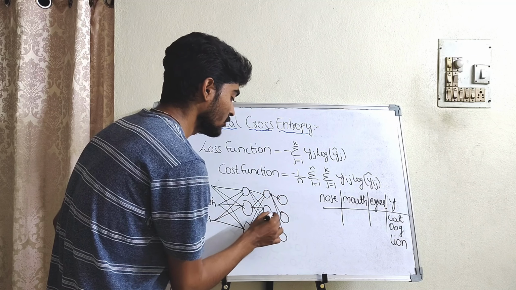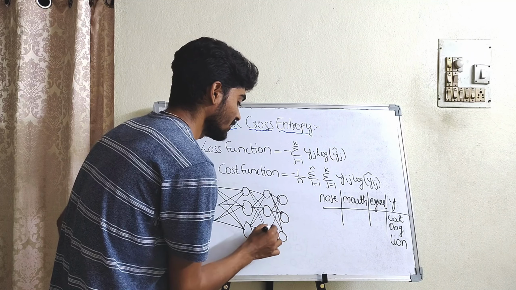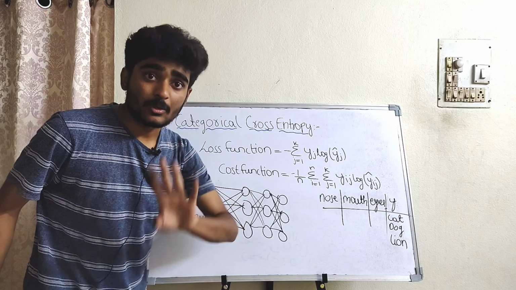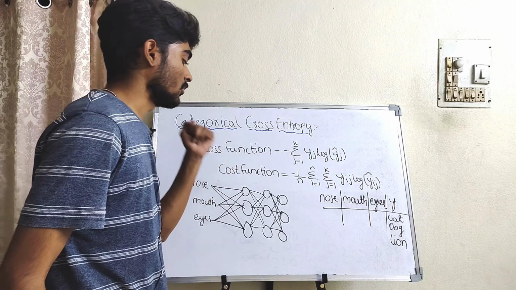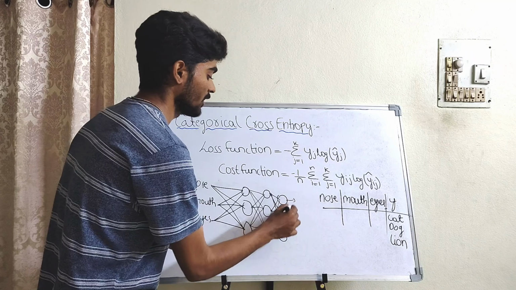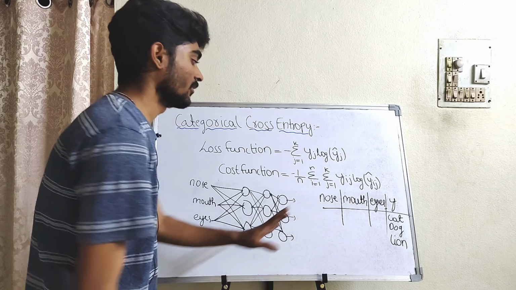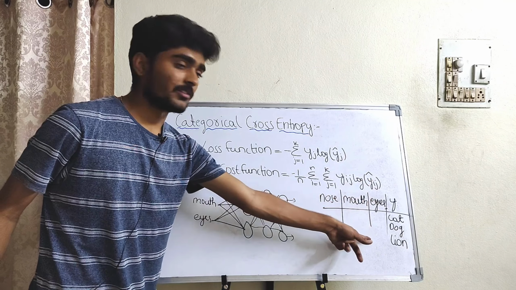Why we have three nodes in our output layer is because we have three classes. I have previously told you that the number of classes in your target variable determines the number of output nodes in your output layer. This is the corresponding custom neural network that we have built for the dataset that we have taken.